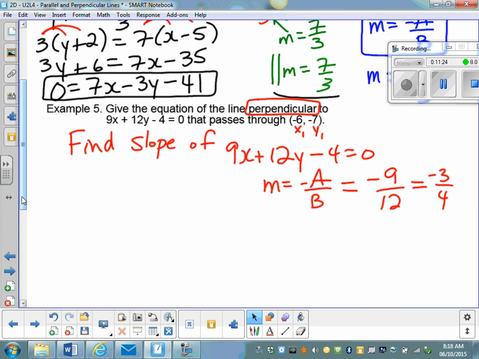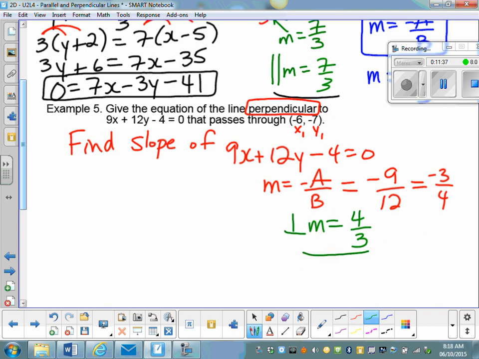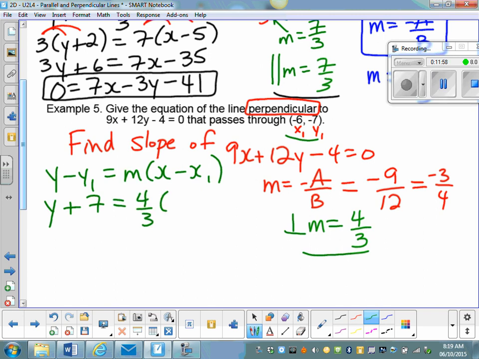We need the perpendicular slope. So remember, for the perpendicular slope, I need to flip that slope over and change it from a minus to a plus. So the slope I need to use is 4 over 3, and I'm going to use this point here. So now I'm back to my formula for the equation of a line with slope and a point. So it's going to be y plus 7, because I'm subtracting negative 7. Put in my slope. It's going to be x plus 6.